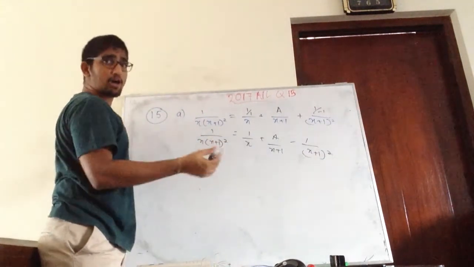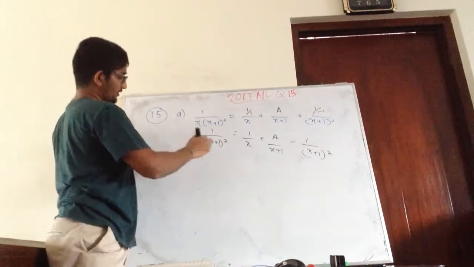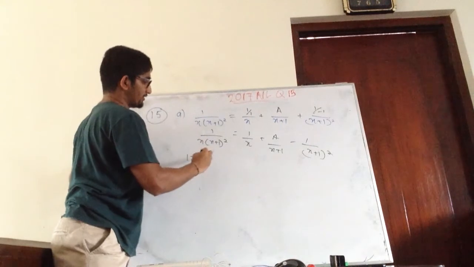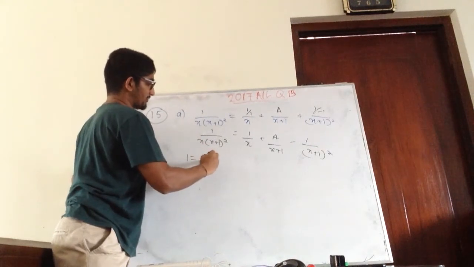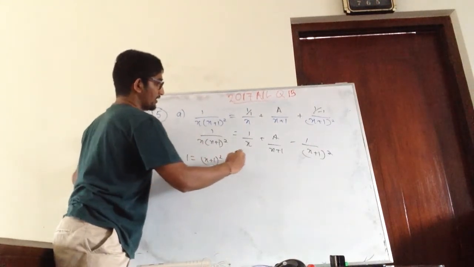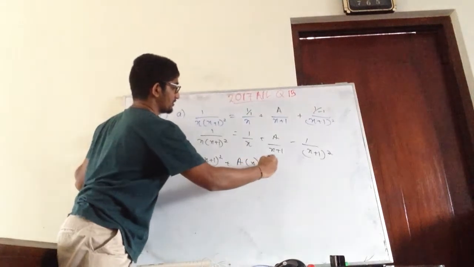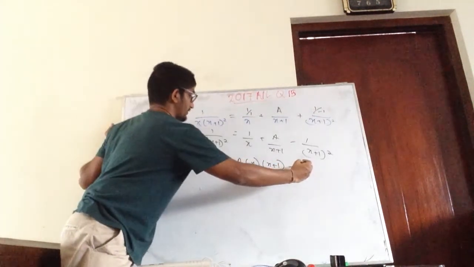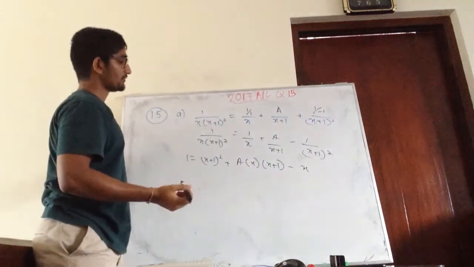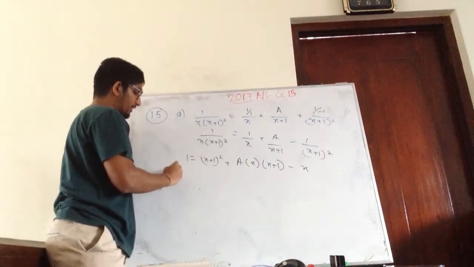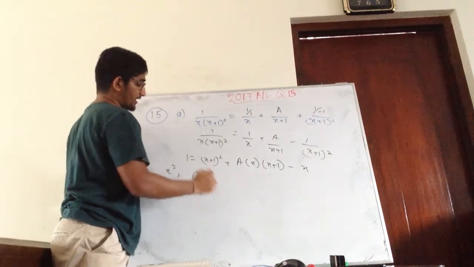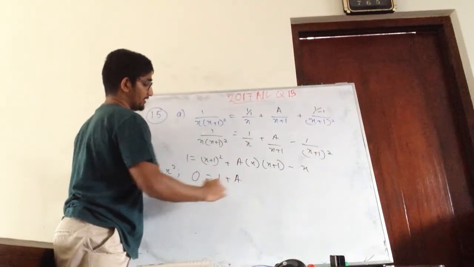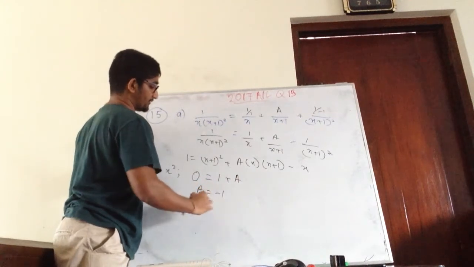So then how do I get the value a? I can say 1 equals, so I'm going to multiply this out. I'll get x plus 1 squared, a x times x plus 1, minus x. Right, so I'm going to take the x squared part. Here there is no x squared, and here I will get 1 plus a. So a will be minus 1.